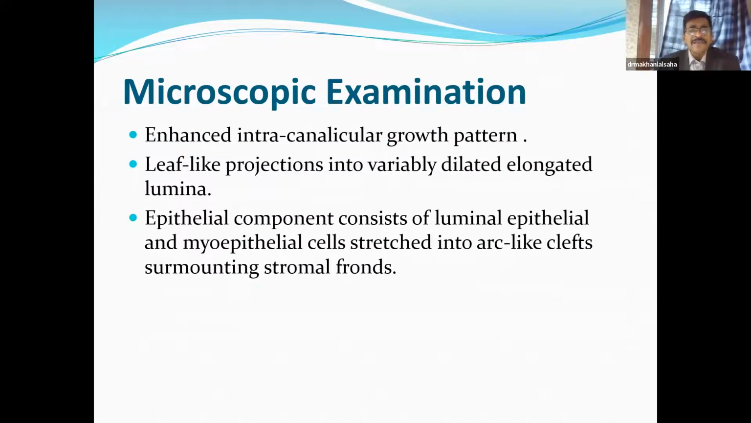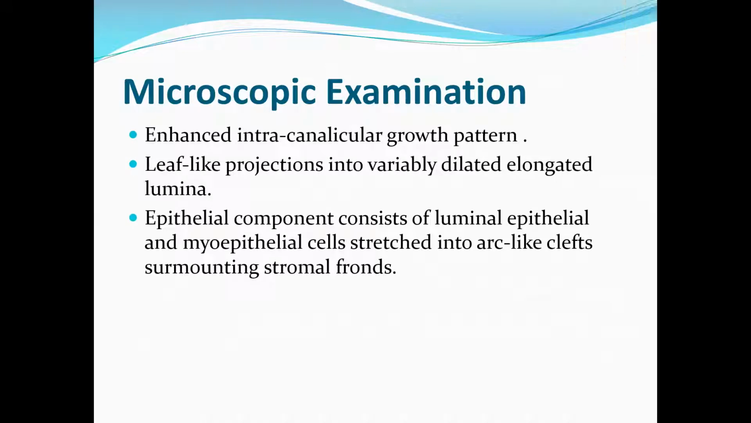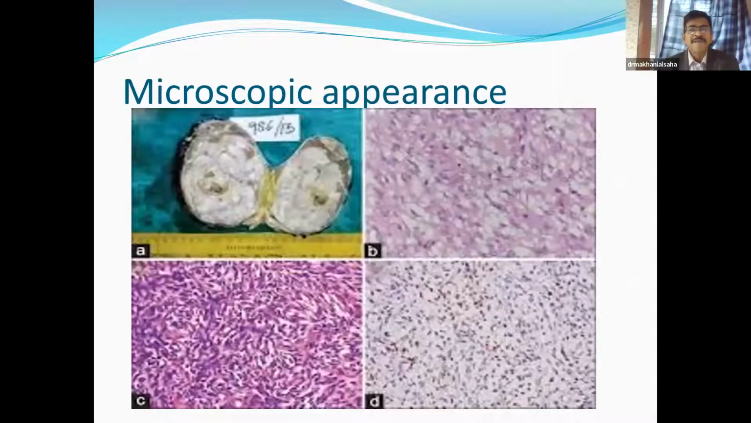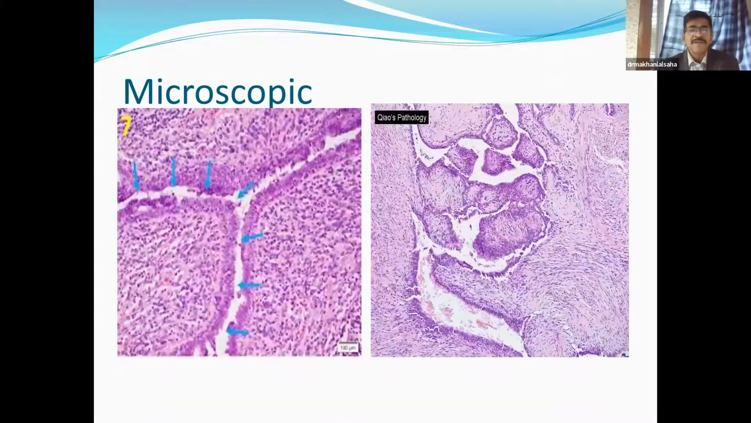In microscopic examination, there is an enhanced intracanalicular growth pattern. There may be leaf-like projections into variably dilated lumina. Epithelial components consist of luminal epithelial and myoepithelial cells arranged into arc-like clefts surrounding stromal fronds. So these are the typical histology appearances of the Phyllodes tumors. Leaf-like clefts, and there is stromal proliferation.